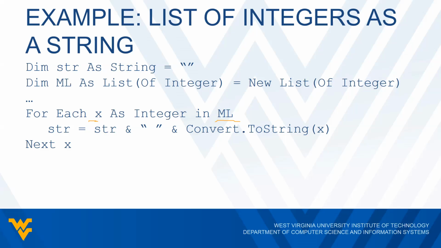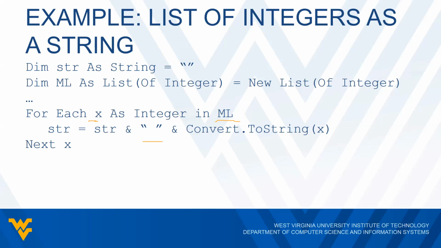So what we see here is we're going to take our string, which is initially empty. We're going to concatenate a space right here. That way we can have some separation between the items. Now that does mean that when we first print the list, there's going to be a space in the front, but that's okay. There aren't any major issues with that. And then we're going to call Convert.ToString.